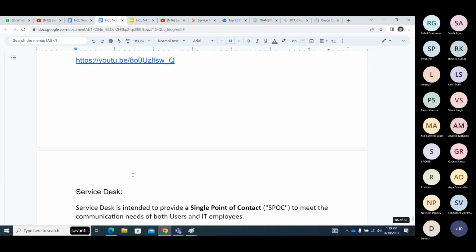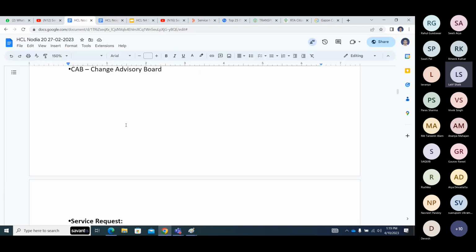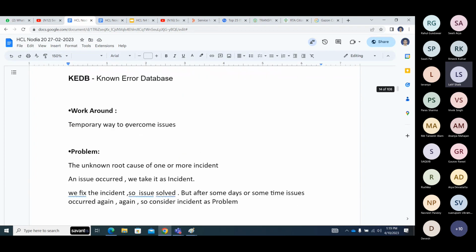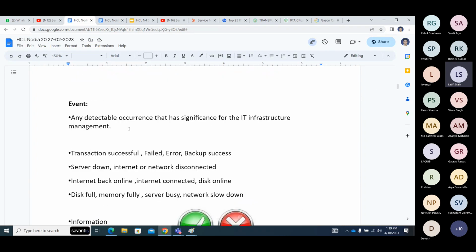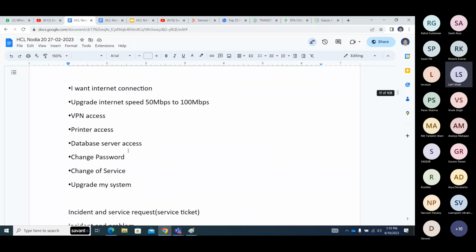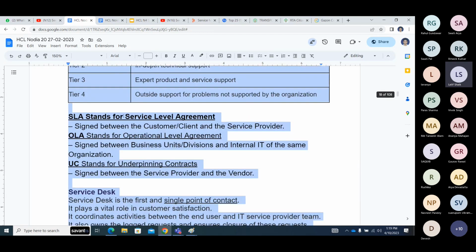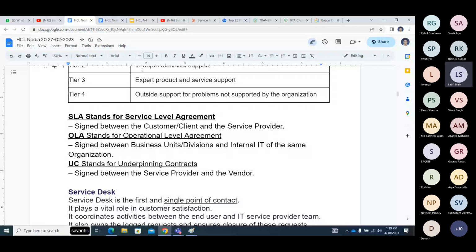So this is about your basic points of service desk. Of course, I haven't completed event management and alert management. SOPs are there, meaning what is an SOP, and troubleshooting models are also there. You asked one more question, and we have to discuss that point too. Don't forget that point, okay?